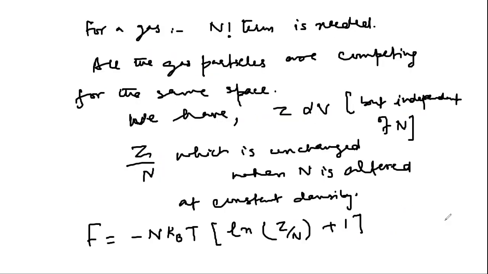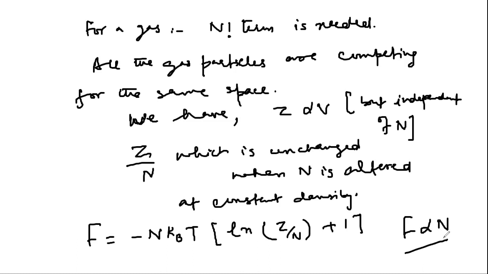You can write it as minus N kBT times [ln (Z by N) plus 1]. This expression has the correct properties. Why? Because when density is constant, T is constant, Z by N is constant, then this bracket is constant and F is proportional to N, as required.